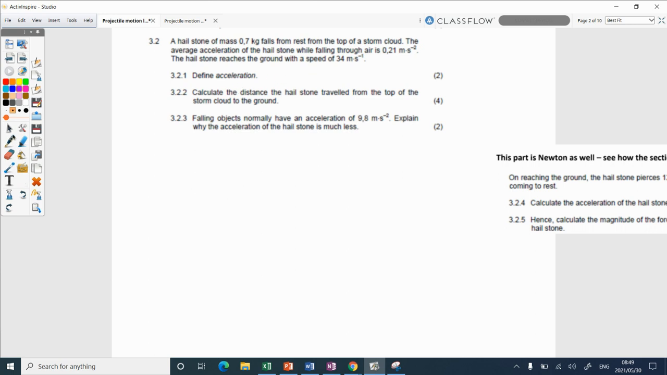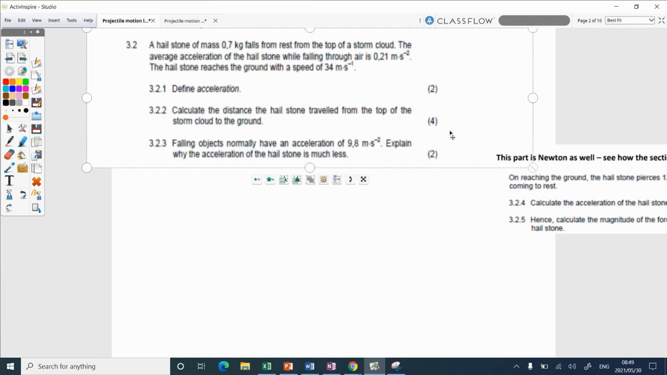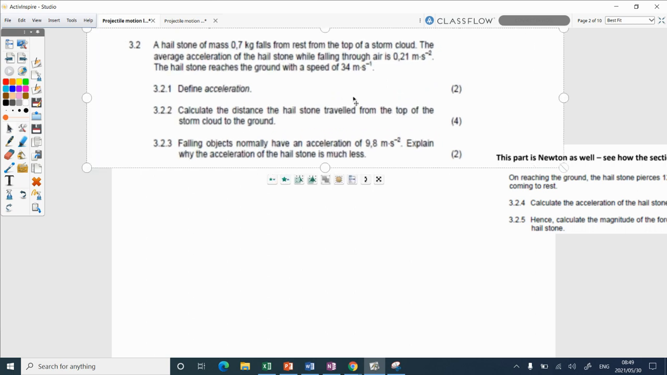Did you find this question in your notes? It's later. I just skipped through the ones that are not projectile motion.